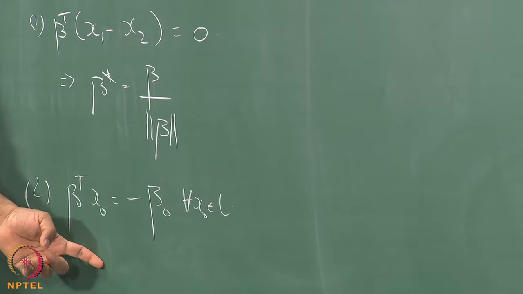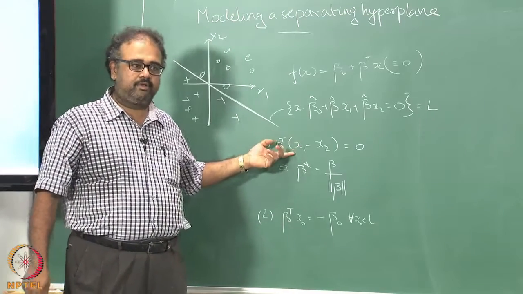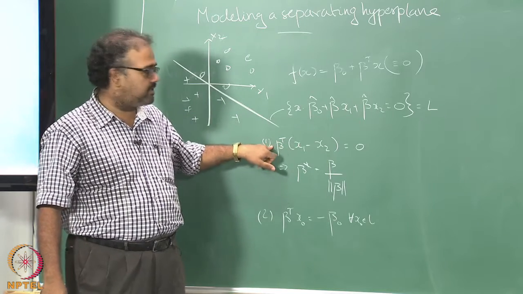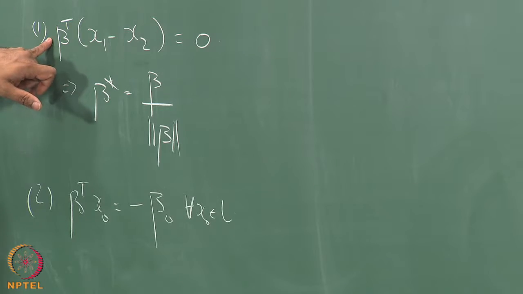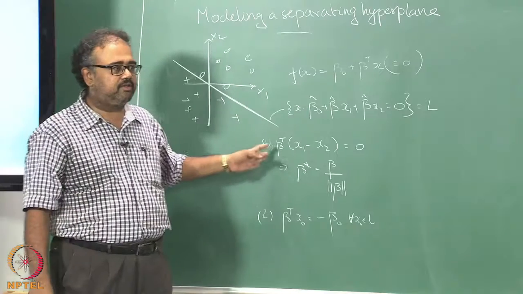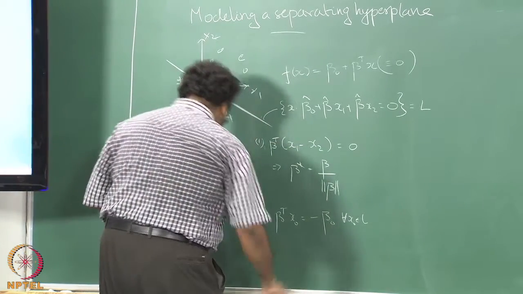Okay, this also we know. So beta transpose x naught is equal to minus beta naught. That essentially gives you minus beta naught plus beta naught, so it will be 0. Remember the beta naught is left out here. So beta transpose x1 will be minus beta naught, and beta transpose x2 will be minus beta naught again, so this expression will become 0. That is why x1 and x2 belong to L, if people have not thought about that.